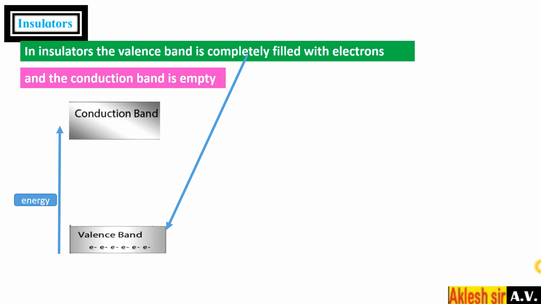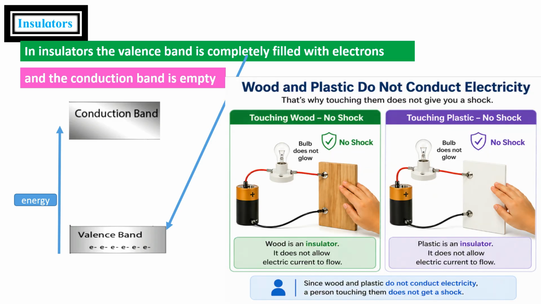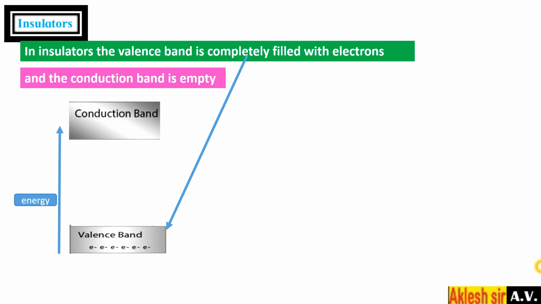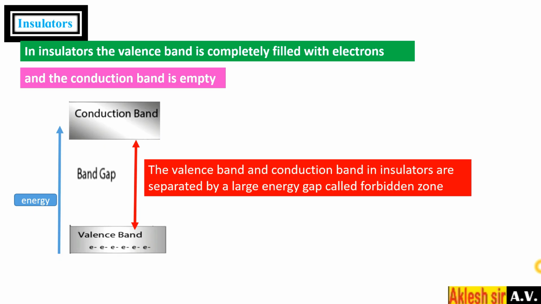For example, if you assume wood or plastic, we never get a shock. Whenever a current is passed, it will not allow the current to pass because there are no free electrons present in the conduction band. All the electrons are tightly bonded by the atom and are present in the valence band. So here the conduction band is empty. The band gap between the valence band and the conduction band is very large, so it is very difficult for the electron to move from the valence band to the conduction band.